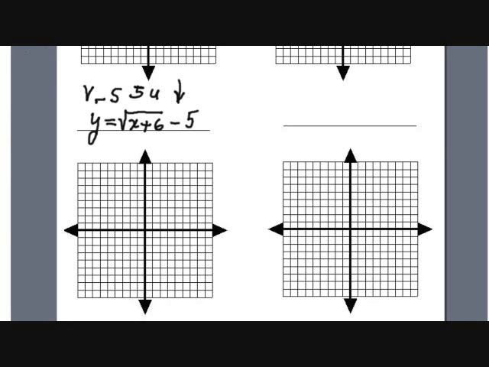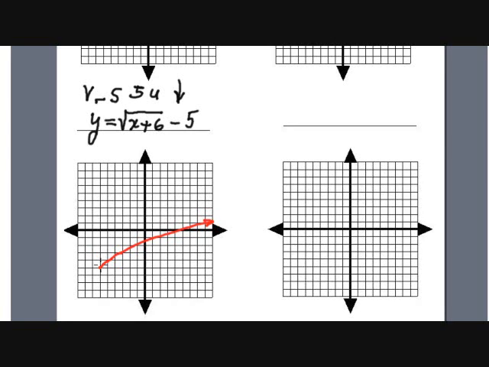Okay, therefore my new reference point is at negative 6, and negative 5. 1, 2, 3, 4, and 5 here. 1, 1 is okay. And 4, 2. Okay, this is approximately my new curve.